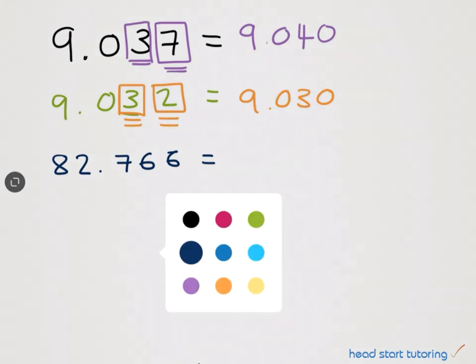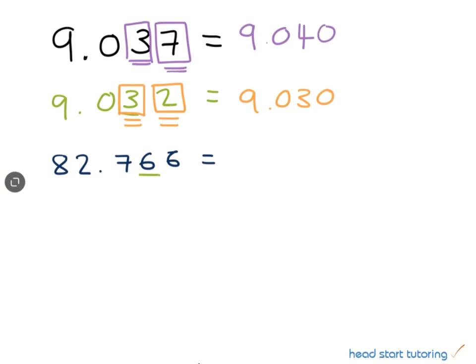82.766. If we would like to round this number off to the nearest hundredth again, we have a look at the place value to the right of our hundredths, which is 6 thousandths. And because this 6 thousandths is greater than 5 thousandths, we will round this hundredth off by adding one more hundredth. So 6 hundredths plus 1 hundredth, which is 0.01, will give us an answer of 82.77, and everything after the hundredth column will become a 0.